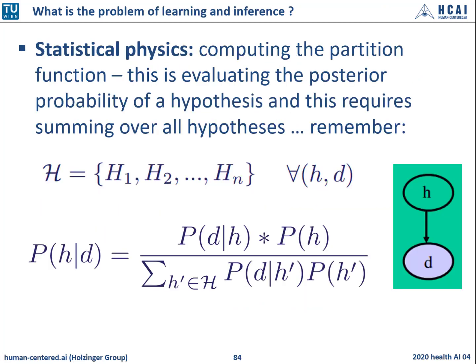Actually, this problem of learning and inference goes back to statistical physics. The posterior is the likelihood times the prior over the evidence. This is the marginalization, the sum over all hypotheses, as we have learned before and heard several times. This is high dimensional and a complex problem. For continuous variables, this is absolutely difficult and unsolvable. And this is a very important problem in statistical physics.